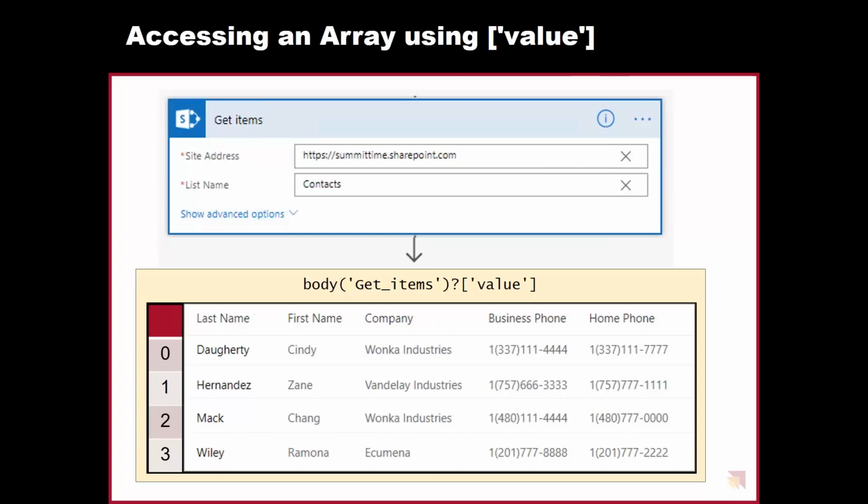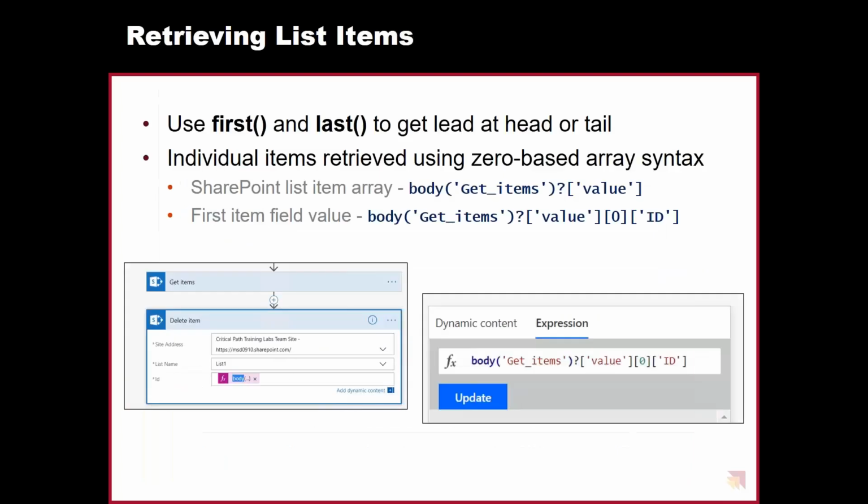Now, once again, the use of the question mark says if get items comes back with a null value, don't blow up trying to find value, just return a null value back. Okay. Now, if I wanted to get something inside there, I could say body, get items, and now I can look at all the properties inside there, and I can say question mark value. And that basically gives me back an array of all the different things inside there.